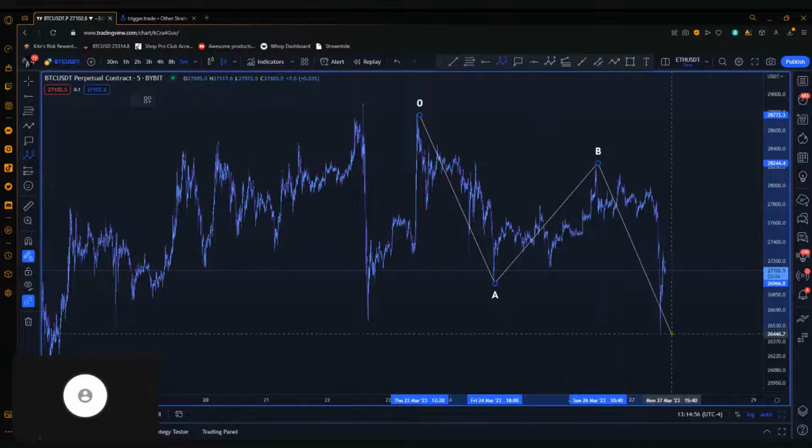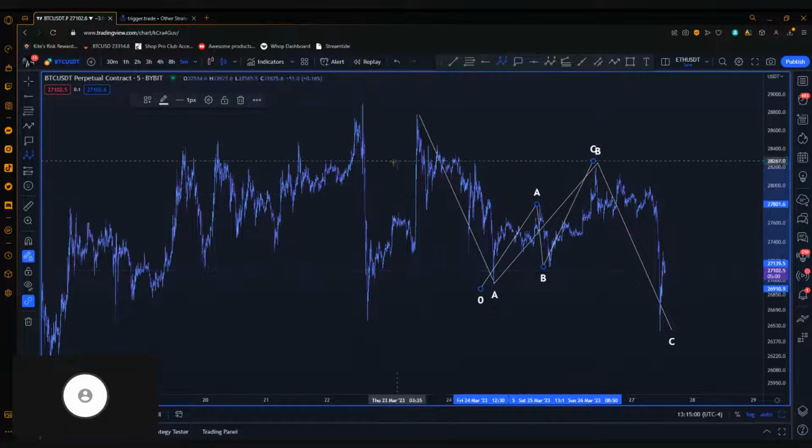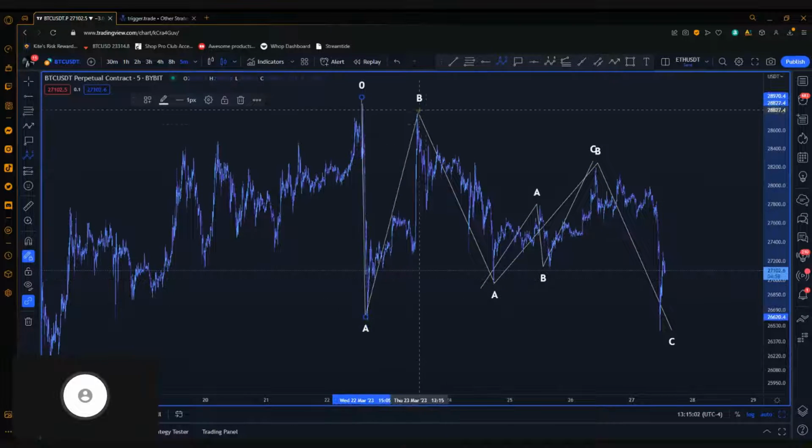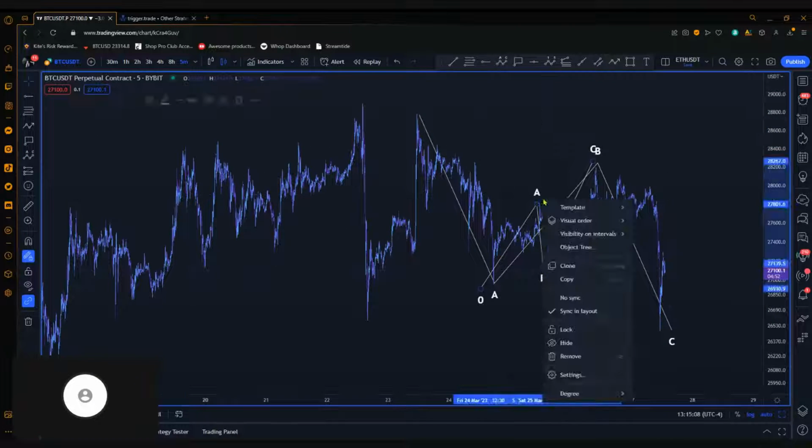There's an ABC here. There's an ABC within the B. You could have shorted that, the part of a larger ABC here. You could have long that bottom. You can see my chart gets very ugly pretty fast.